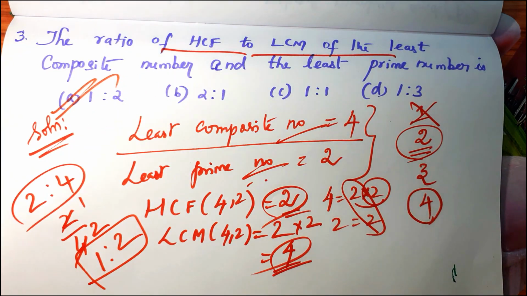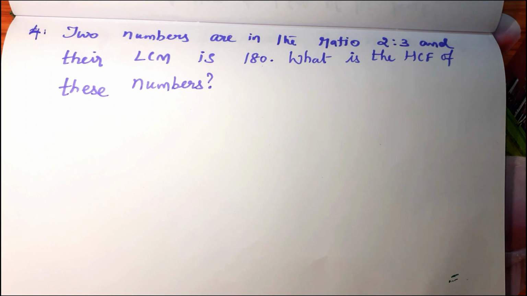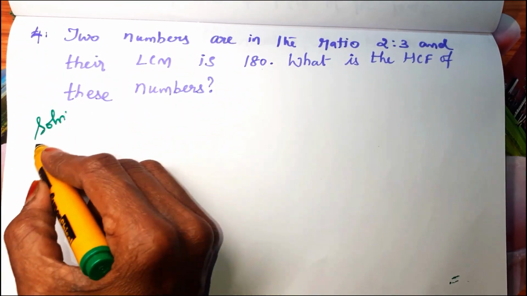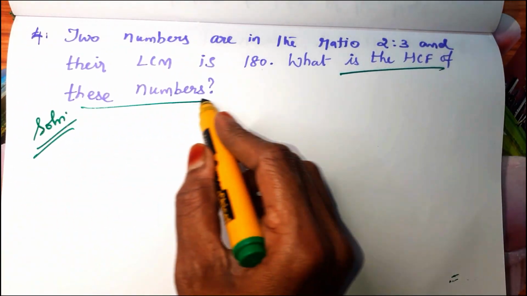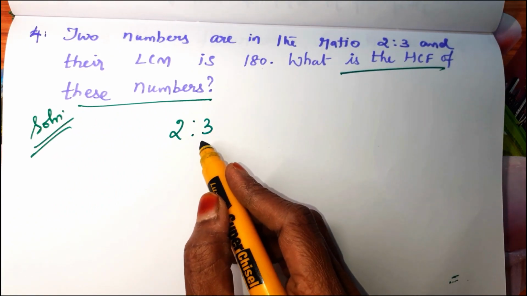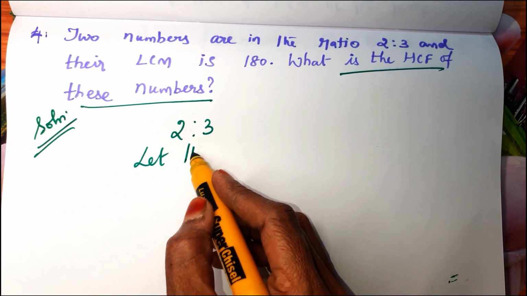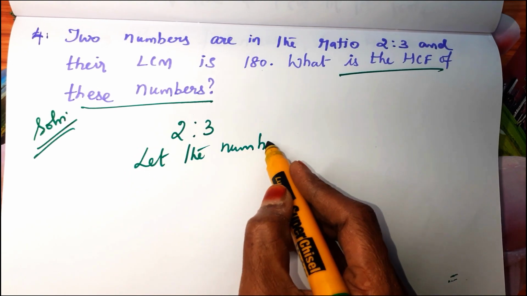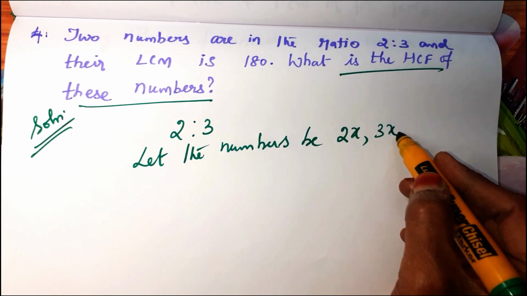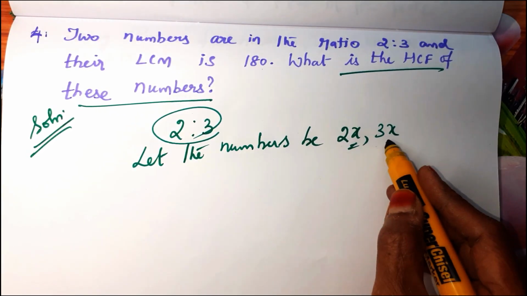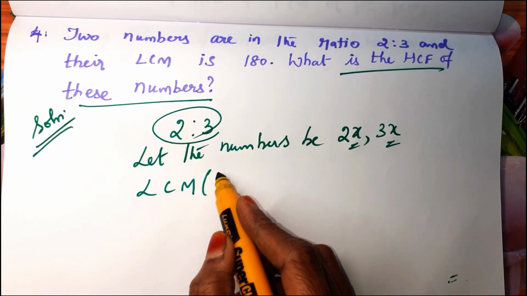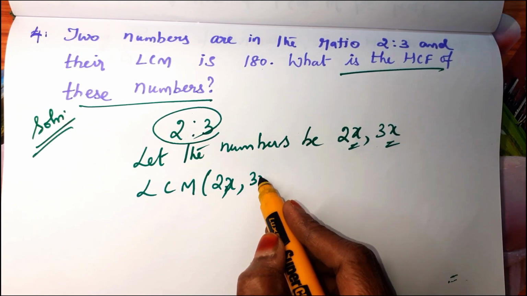Is it clear? The next problem is: two numbers are in the ratio 2:3 and their LCM is 180. We are going to find the HCF of the numbers. So numbers are in the ratio 2:3 means we can let the numbers be 2x and 3x. Ratio means we have to take one constant.